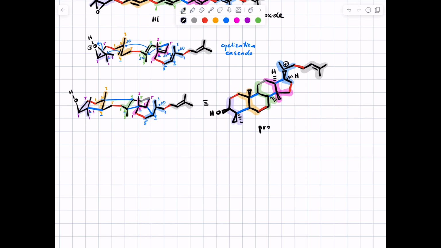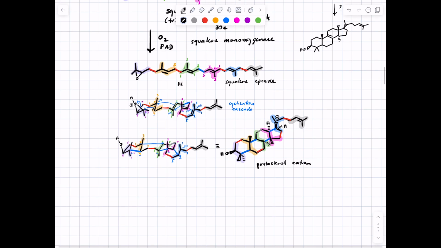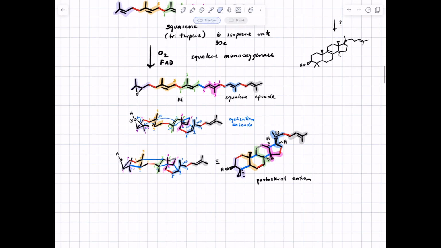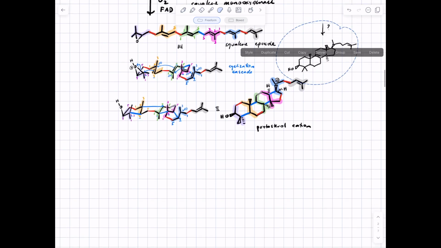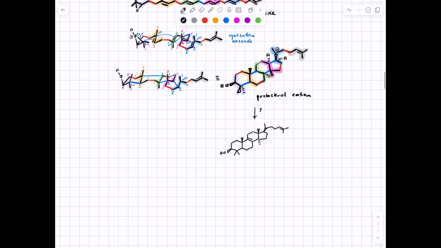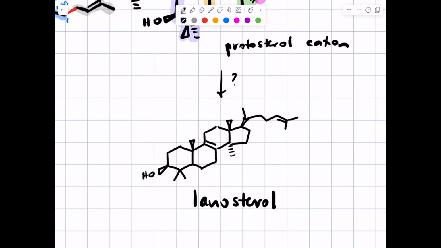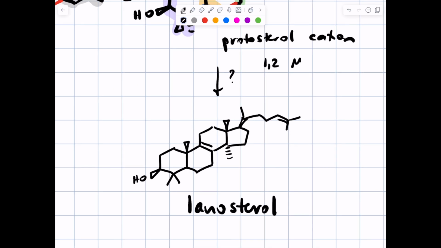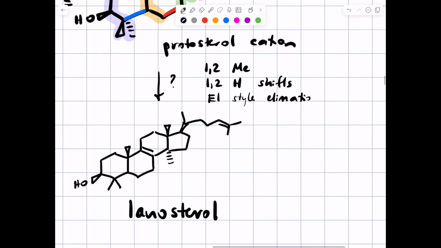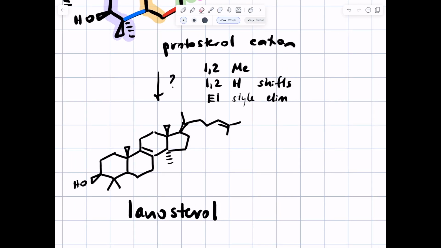This intermediate is called a protosterol cation, and I'm not showing you the process for converting that protosterol cation to lanosterol, though this involves a bunch of 1,2-methyl and 1,2-hydride shifts. See if you can work it out, followed by an E1 style elimination step to remove a proton that's adjacent to a carbocation to get the double bond in place.